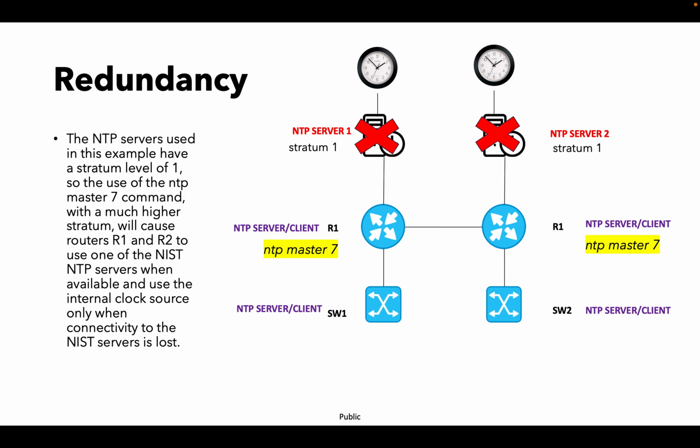So the NTP server used in this example has a stratum level of 1. So the use of the NTP master 7 command with a much higher stratum will cause routers R1 and R2 to use one of the NTP servers when available and use the internal clock source only when those servers are not connected or the connectivity is lost. So this is how you can have redundancy in your setup.